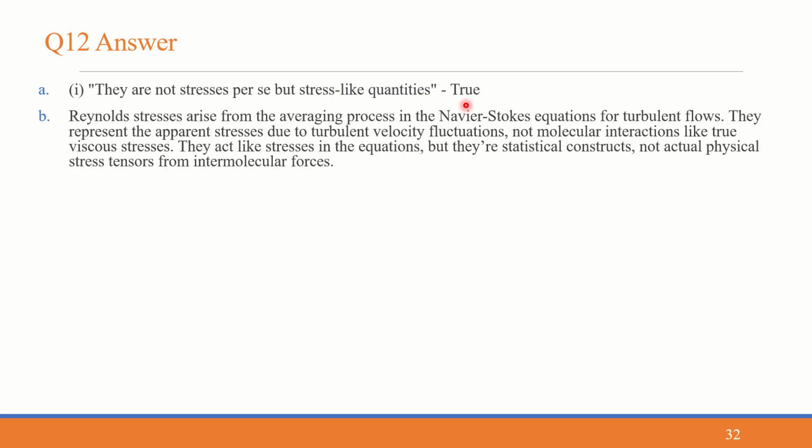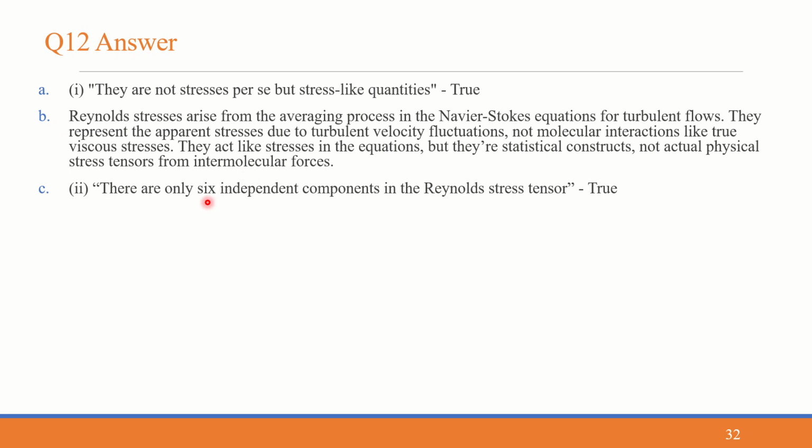This is a true statement. Reynolds stresses arise from the averaging process in the Navier-Stokes equations for turbulent flows. They represent the apparent stresses due to turbulent velocity fluctuations, not molecular interactions like true viscous stresses. They act like stresses in the equations, but they are statistical constructs and not actual physical stress tensors from intermolecular forces. So Reynolds stresses in the Navier-Stokes equations are apparent stresses due to turbulent velocity fluctuations, and they are not like molecular stresses which arise from intermolecular interactions. So it is not stress but stress-like quantities.